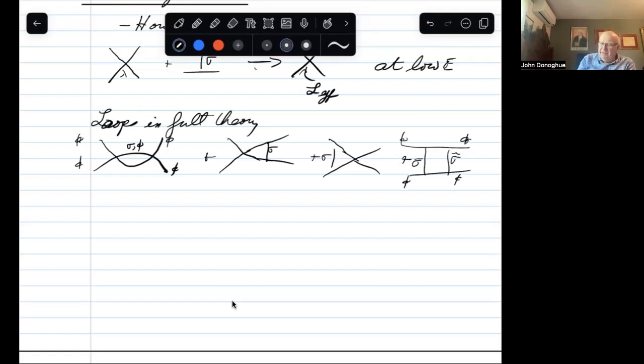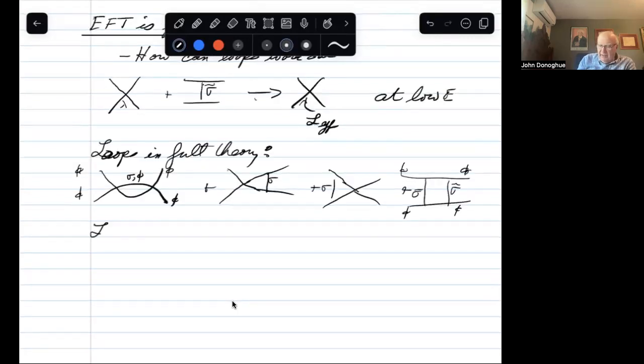Okay, so here's a set of loop diagrams in the full theory that would be involved in some scattering process. The loop diagrams in the effective field theory would only involve, sorry, let's clean that up. The diagram only involves phi here, or pi actually, pi is in the effective theory, pi, pi, pi, pi, and they have the effective vertex here.